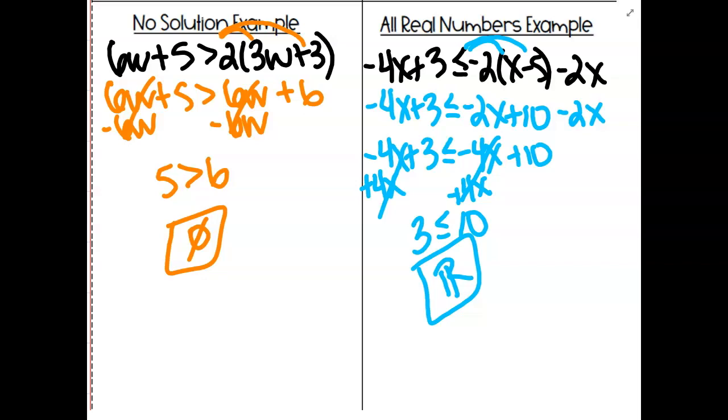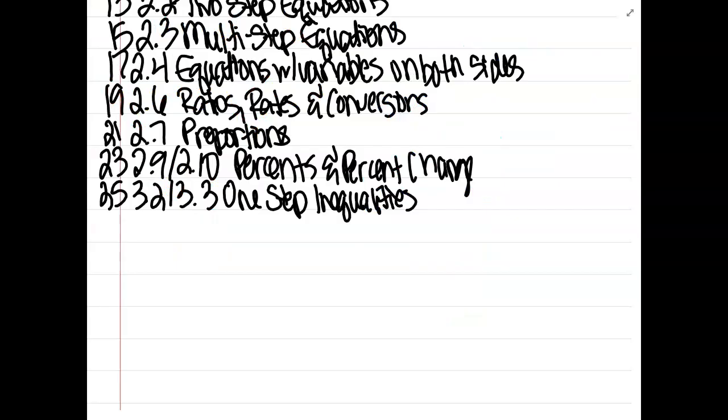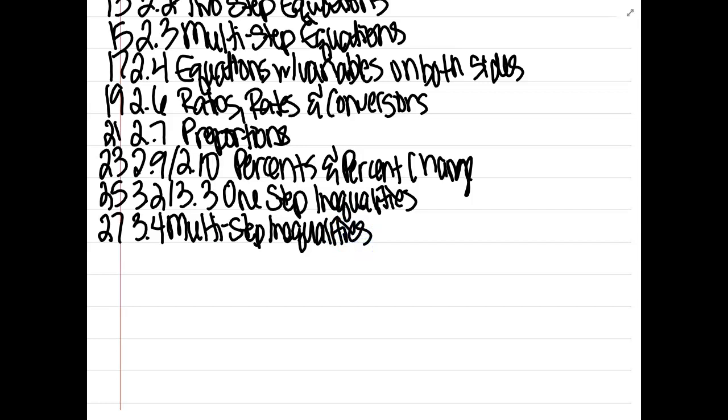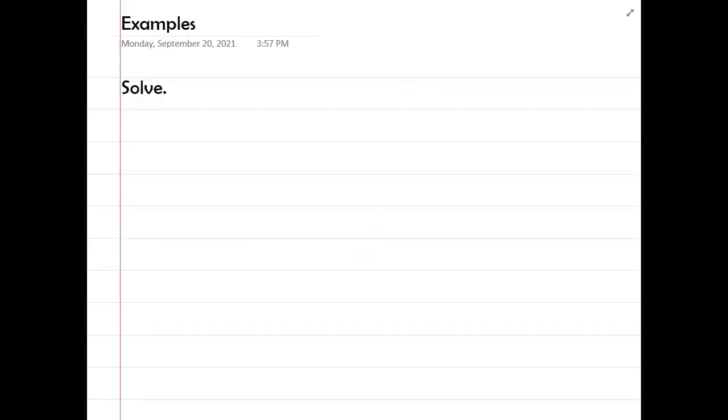Okay, similar to an equation, but you got to think just maybe a little bit harder because it's not just about whether it's the same number or not. Okay, all right, let's get this glued into page 27. This is section 3.4, multi-step inequalities.